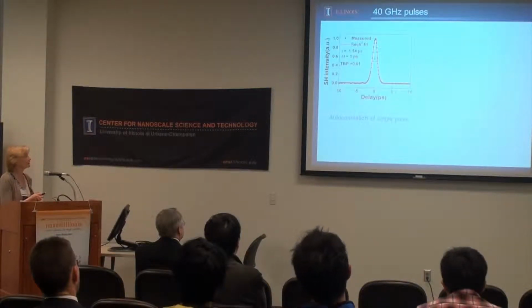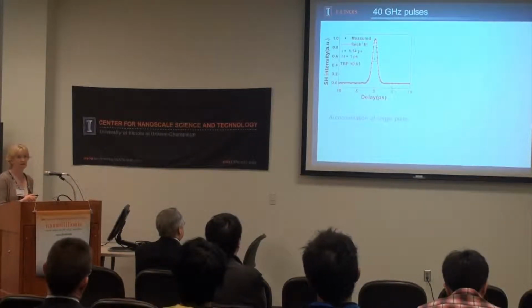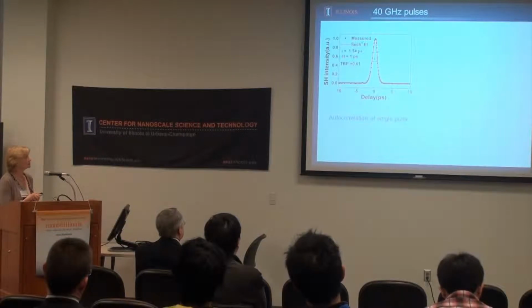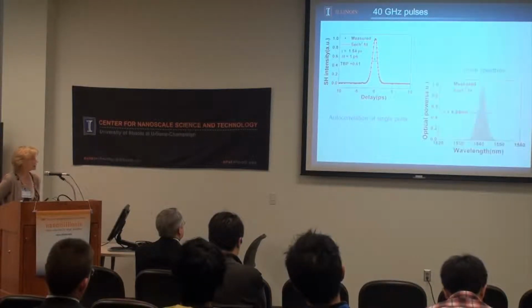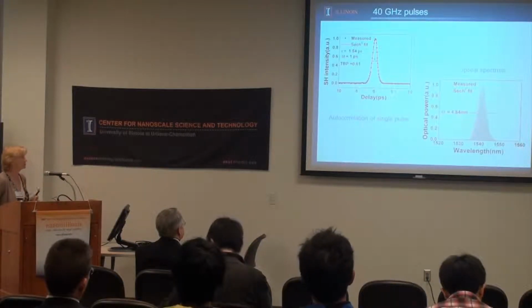Here we have a single pulse, and the pulse length for this is about 1 picosecond. This is now the autocorrelation trace of a single pulse. And that's the optical spectrum, which is a nice clean spectrum showing plenty of modes.